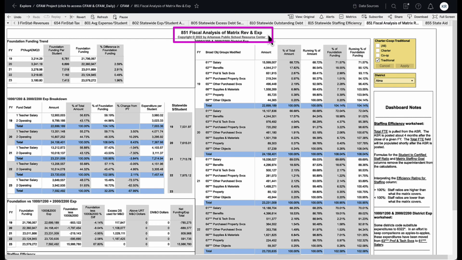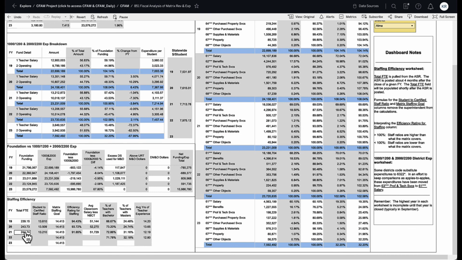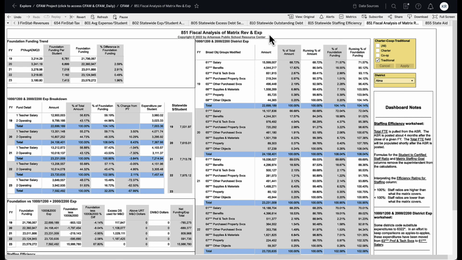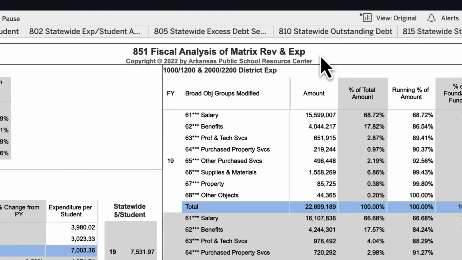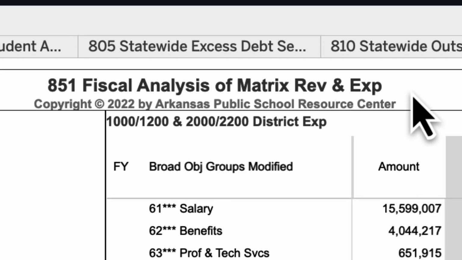Really helps you analyze how you're spending your foundation funding, the percentage difference in foundation funding for your district. It really puts the focus on enrollment, the dollars per student that we're receiving, and our staffing model. So is our staffing model in line with the matrix? Are we way out of line? Do we have maybe way too many staffing members? Maybe we need to take a look at the possibility of reducing staff through attrition. Very good worksheet. Hope you enjoy worksheet number 851, Fiscal Analysis of Matrix Revenue Expenditures.